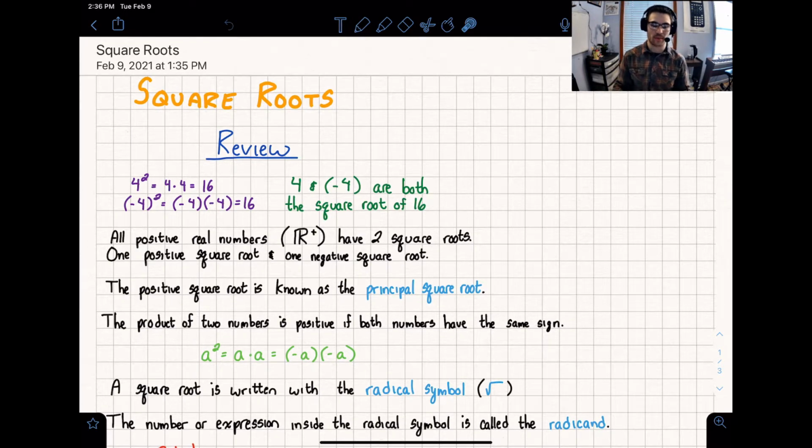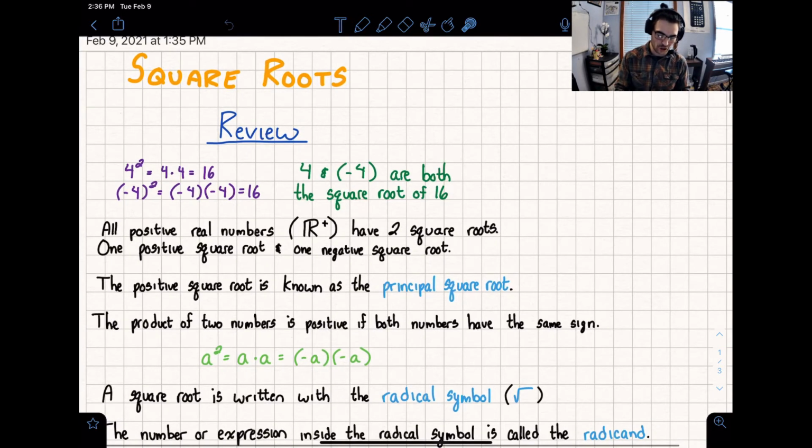So, before we begin talking about the square root, we're going to do a quick little review here. As we should know, 4 squared is equal to 4 times 4. The square tells us we multiply the 4 into itself 2 times. 4 times 4 equals 16. We should also know that if we have a negative 4 squared, well, okay, this is also equal to negative 4 times negative 4, which also gives us a positive 16.